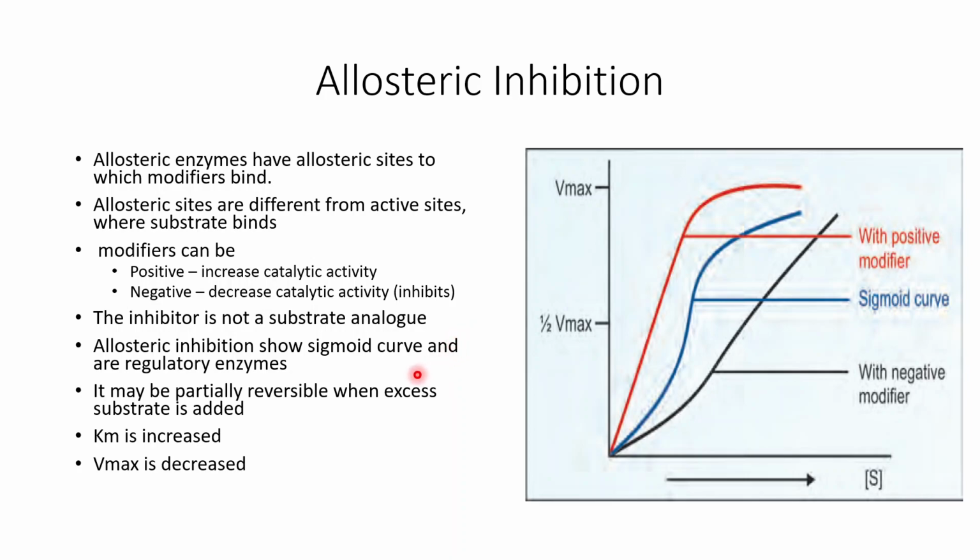Allosteric inhibition shows a sigmoid curve, and these types of inhibitors act on regulatory enzymes. You can see over here, with the positive modifiers, this is the rate of the reaction, and with a negative modifier, this is the rate of the reaction. Allosteric regulation usually gives a sigmoid shaped curve. It may be partially reversible when excess substrate is added. With respect to the Km value, it is increased, which means the affinity between the substrate and the enzyme is decreased. Also the Vmax is decreased, as it is a type of inhibition.